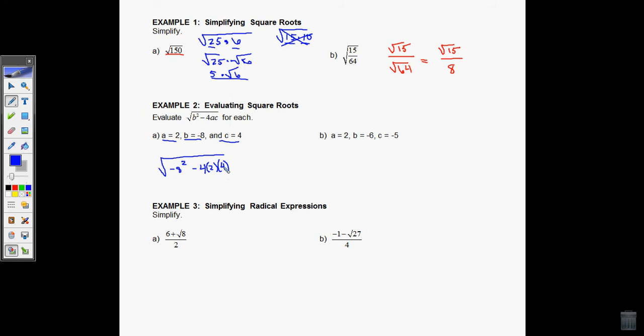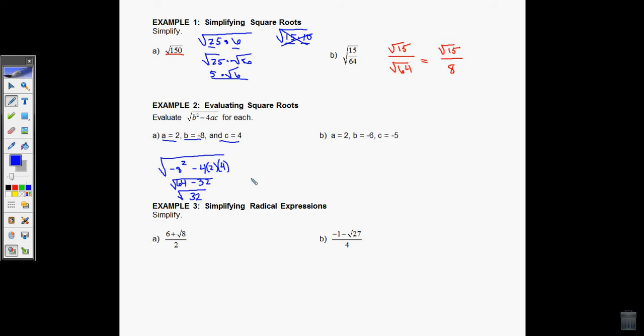Alrighty. Now when I evaluate this, what is it that I'm going to get? I'm going to get a 64 over here. I'm going to get 4 times 2, so that's 16 times 2, which is 32, all with a negative sign in front of it. And 64 minus 32, you got it, 32. So now I have to worry about how do I simplify the square root of 32?